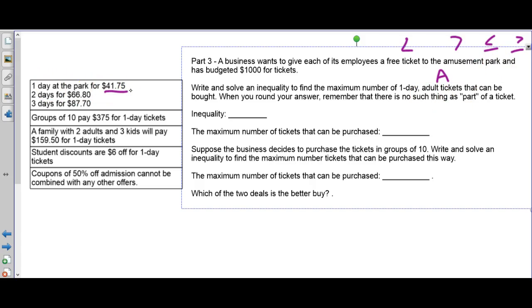1-day ticket price was the $41.75. So we'd find our price by doing $41.75 times the number of adults that are going. But we can't spend more than $1,000. It has to be less than or equal to. You could spend exactly $1,000 if it would work out that way. So less than or equal to $1,000. So now we can solve this inequality similar to our equation. We can divide both sides by $41.75.